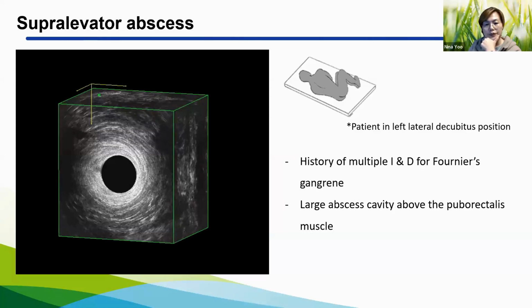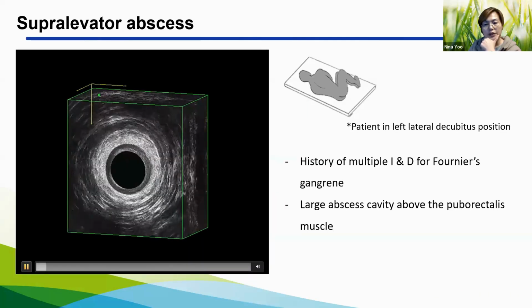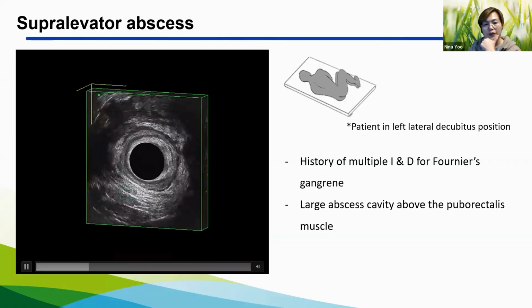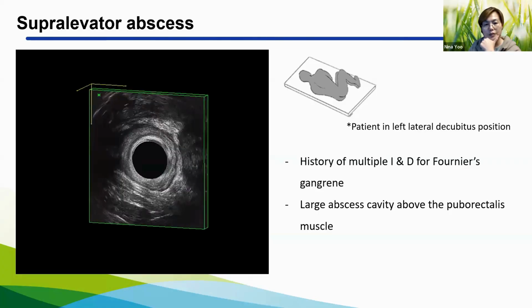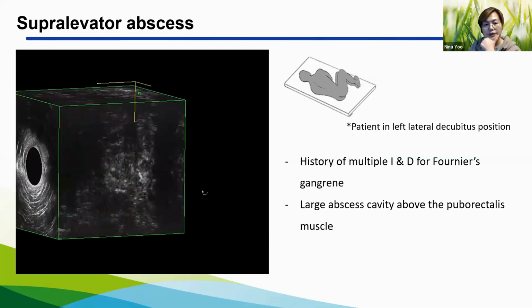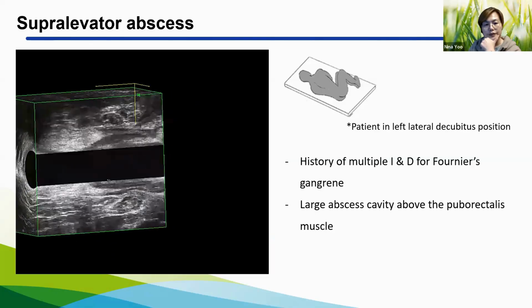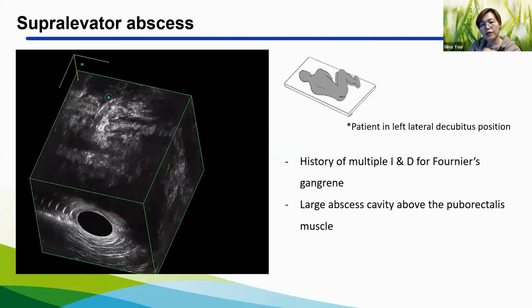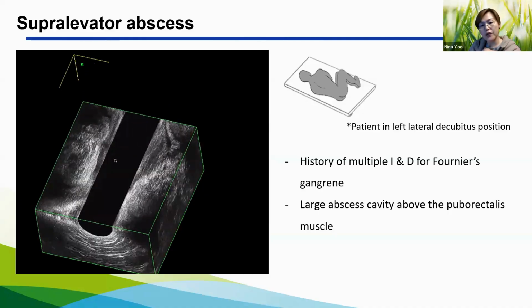Well, this is an example of a supralevator abscess. You can see there is a large abscess cavity above the puborectalis muscle. So if you understand the anatomy of the pelvic floor and anal canal, the identification of anorectal disease becomes really simple.